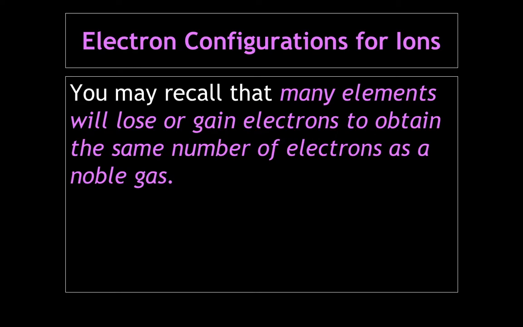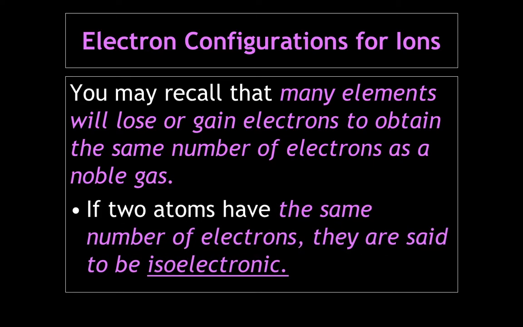Okay, moving on, electron configuration for ions. So you know that many elements will lose or gain electrons to obtain the number of electrons of a noble gas. So remember, guys, chlorine will gain an electron to become like argon. Sodium will give up an electron to become like neon. We kind of discussed this already. The reason they're gaining and losing electrons is so that they can all be like the noble gas. I've already said that in class.